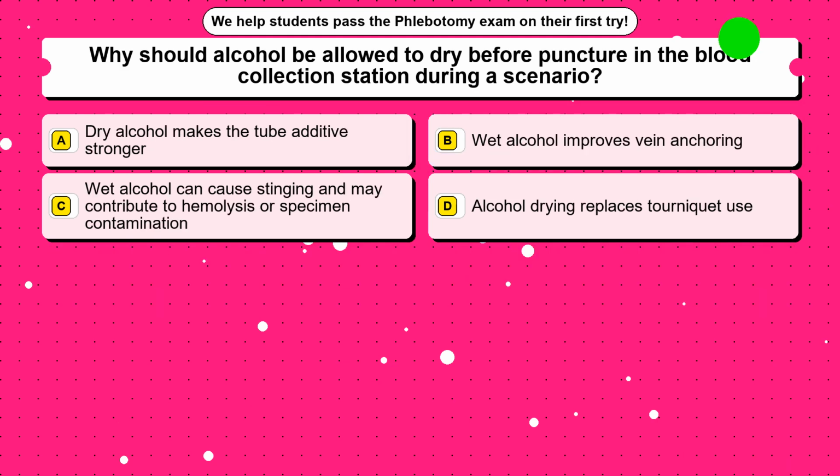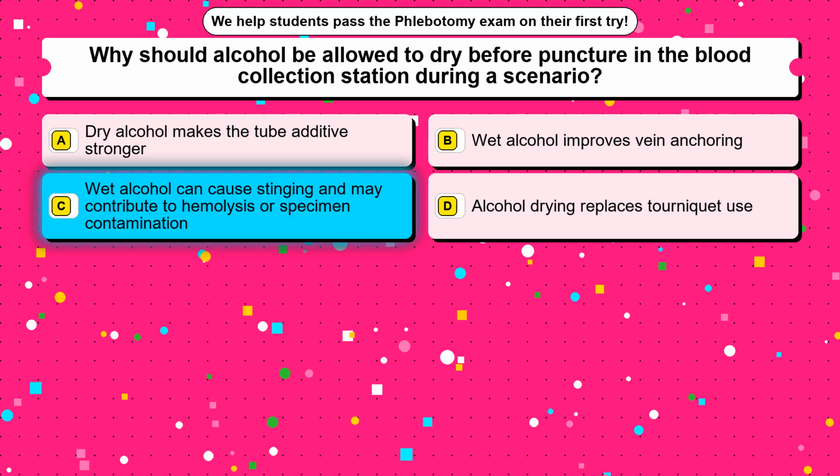Question 30. Why should alcohol be allowed to dry before puncture in the blood collection station during a scenario? Option A. Dry alcohol makes the tube additive stronger. Option B. Wet alcohol improves vein anchoring. Option C. Wet alcohol can cause stinging and may contribute to hemolysis or specimen contamination. Option D. Alcohol drying replaces tourniquet use. The correct answer is option C.